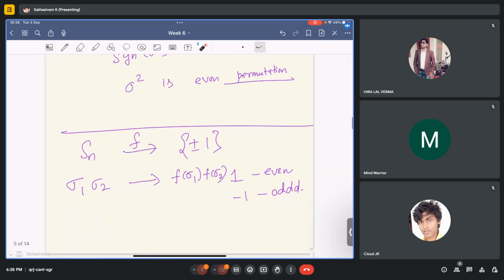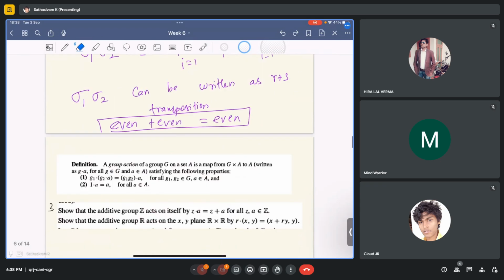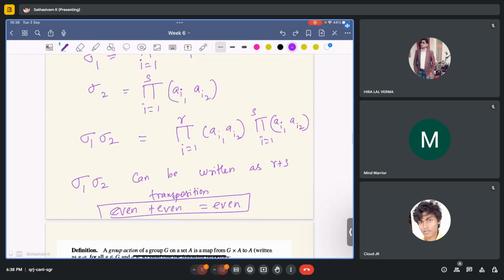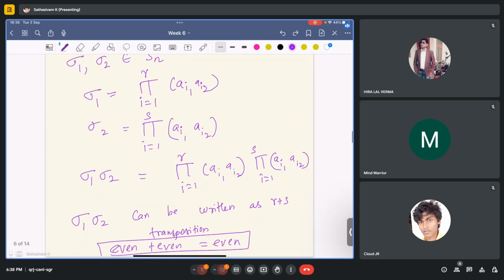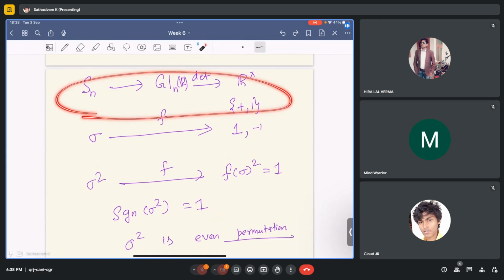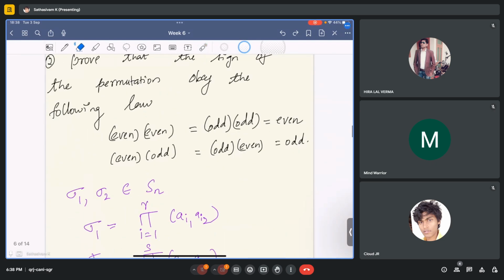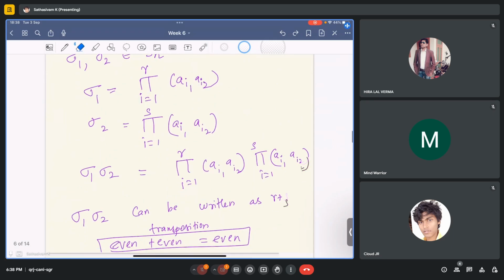Whichever way you do it, whether you use this way or this one, it remains the same. So there is no difference here. And of course, one can prove that the sign you get is the same as the sign we defined in the class. I'm not going to prove that part, but one can prove it.